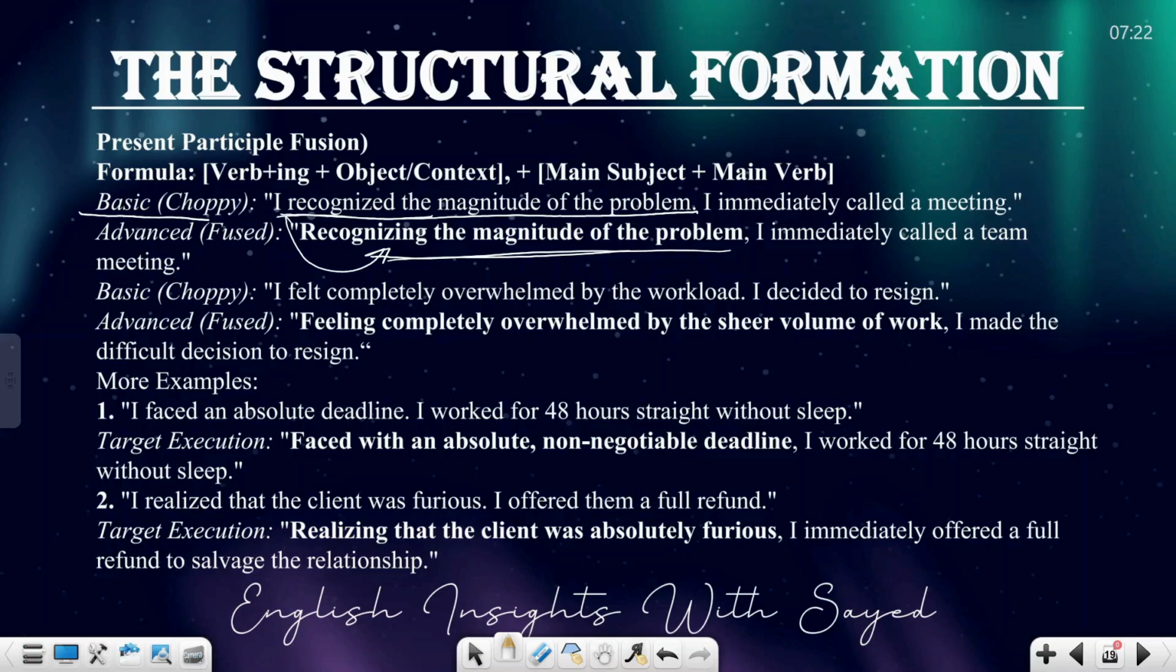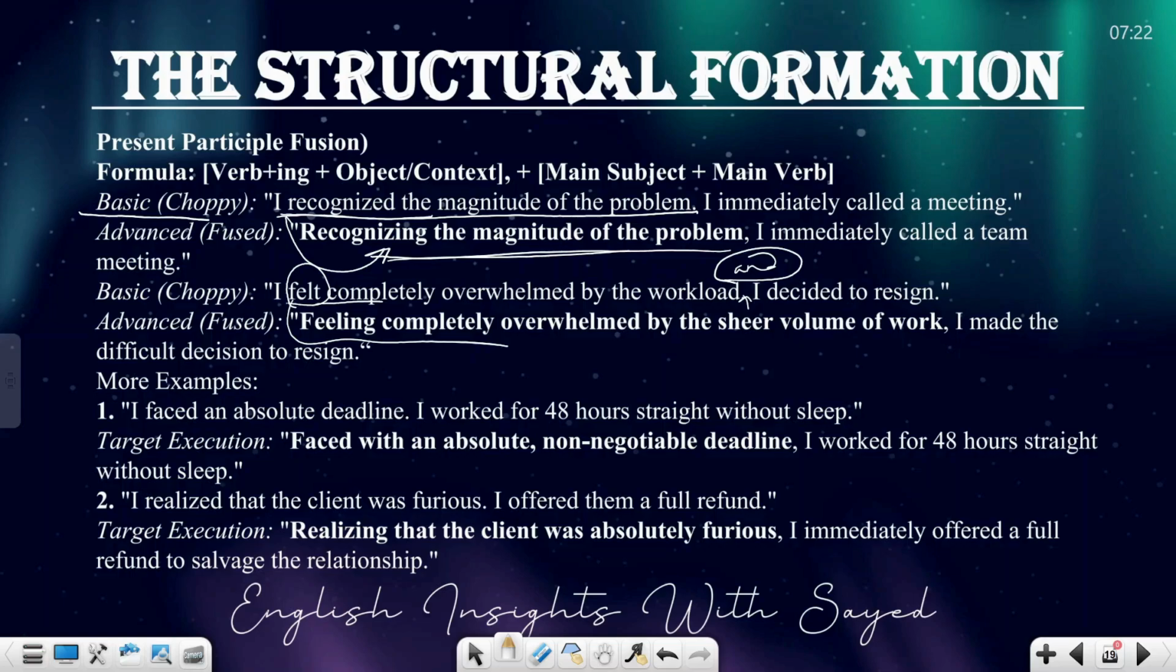Next: I felt completely overwhelmed by the workload. I decided to resign. Two different sentences, two different clauses. We could actually fuse them, combining them by making a participle phrase. The verb would be the -ing form. So here, feeling completely overwhelmed by the sheer volume of work, I made the difficult decision to resign. If you added and here, it would be a compound sentence. So to make a compound sentence simple, there is a simple trick: making it a participle phrase. You know that.